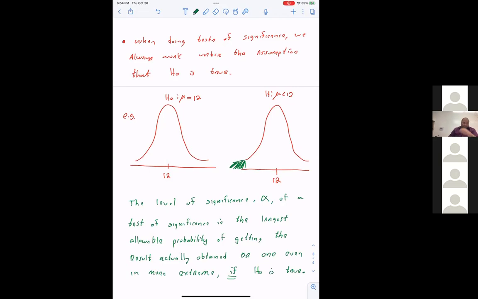So in other words, suppose you get a result that had a 20% chance of occurring if the null hypothesis was correct. 20% chance. Would you say that you have convincing evidence that the null hypothesis is wrong if you got a result with a 20% chance of occurring?